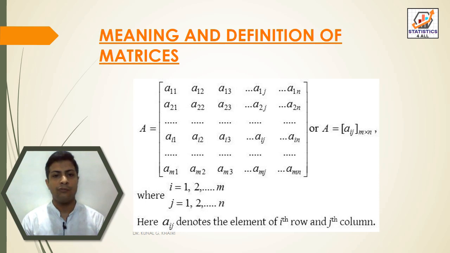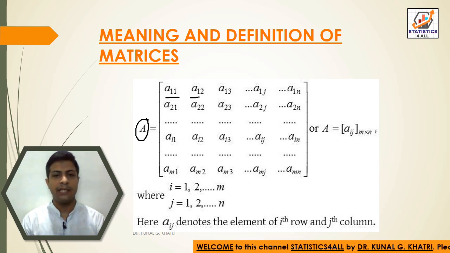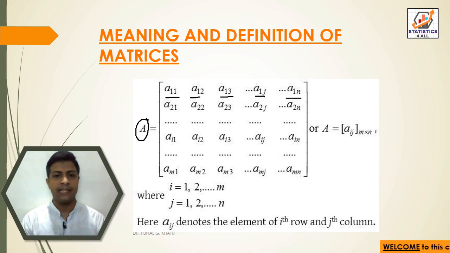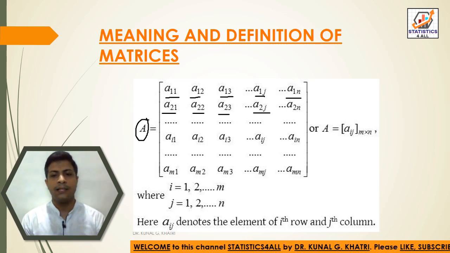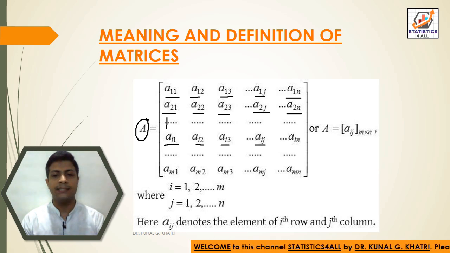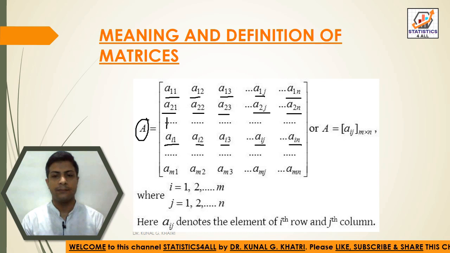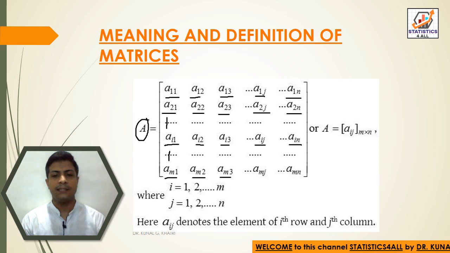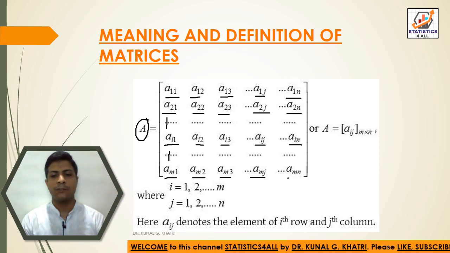Now this is a format of matrix A is equal to, here in first row A11, A12, A13 up to A1j and so on up to A1n. Second row A21, A22, A23 and so on up to A2j and so on up to A2n and so on. Ai1, Ai2, Ai3 and so on up to Aij and so on up to Ain and so on. Am1, Am2, Am3 up to Amj and so on up to Amn.